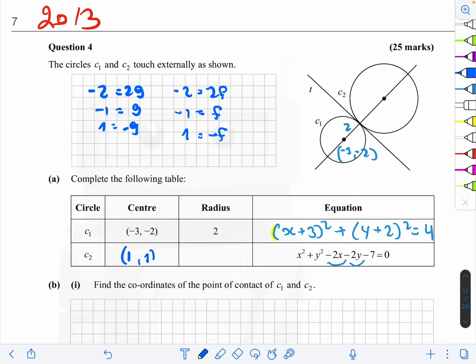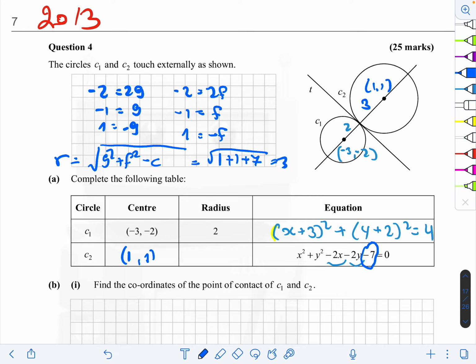And again, for the radius, we use the formula. So it's the square root of g squared plus f squared minus c. So g squared in our case will be 1 squared is 1. And f squared, 1 squared is 1 again. And minus c, and c in our question is minus 7. So minus 7 is plus 7. Root, so that's 9. Root is 3. So the radius in this case is 3. And the center is 1, 1.